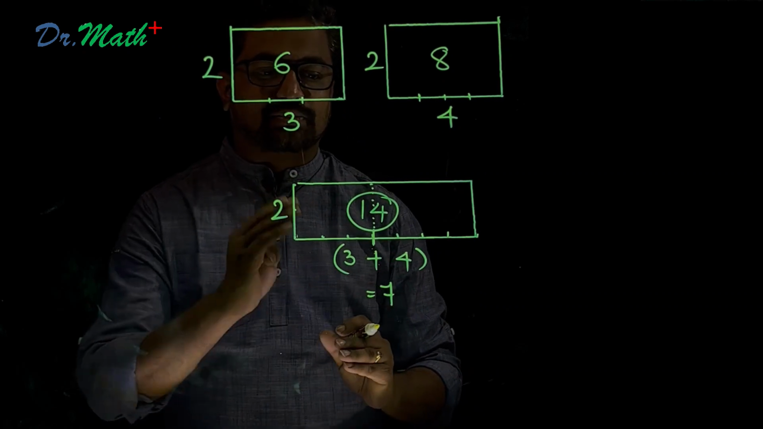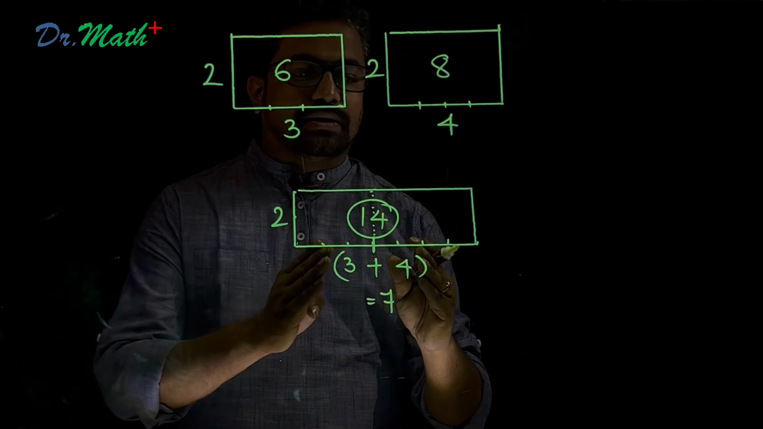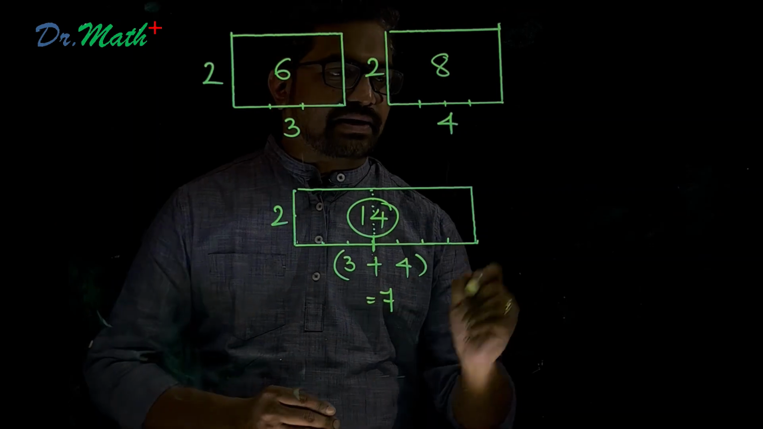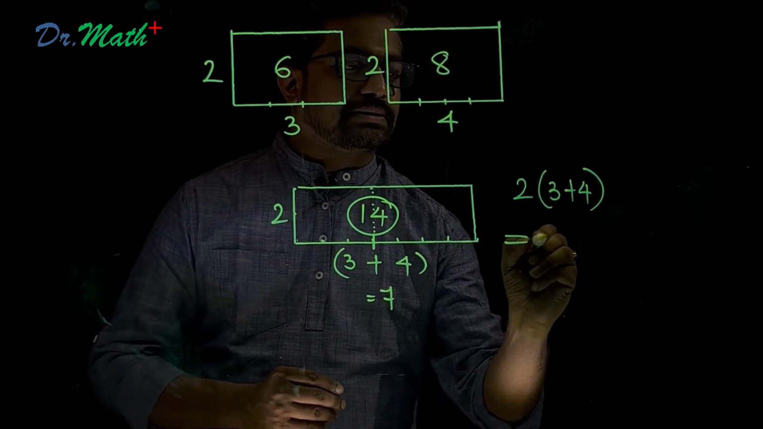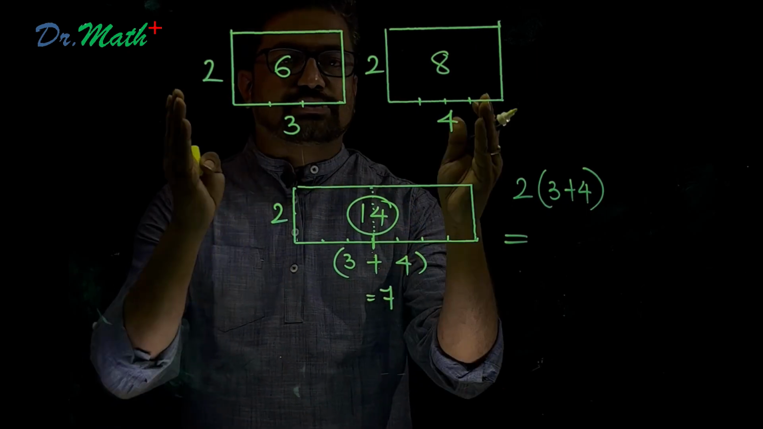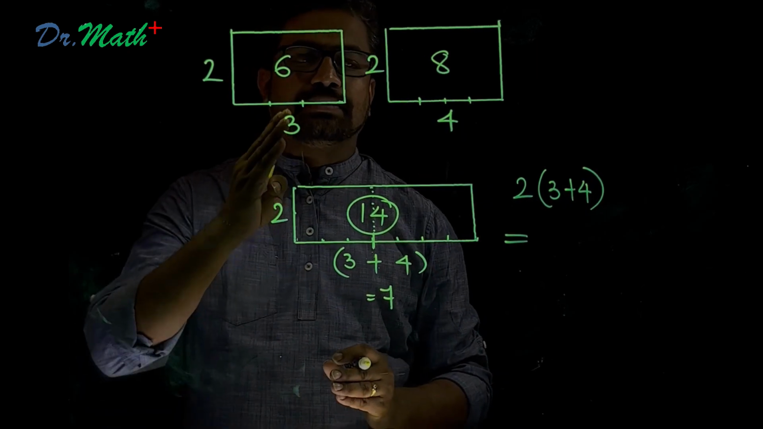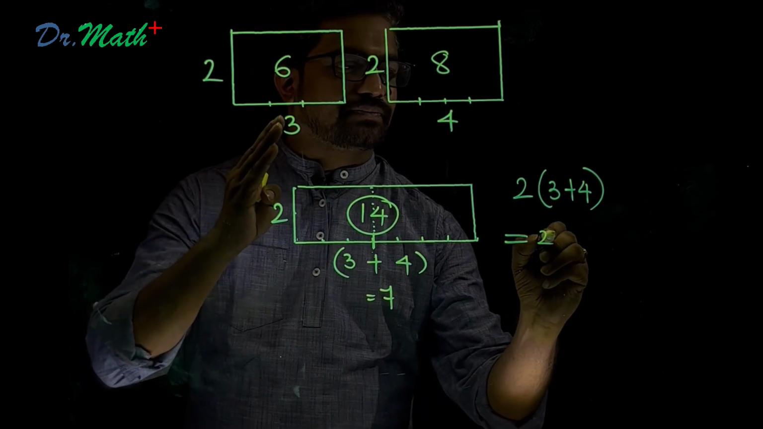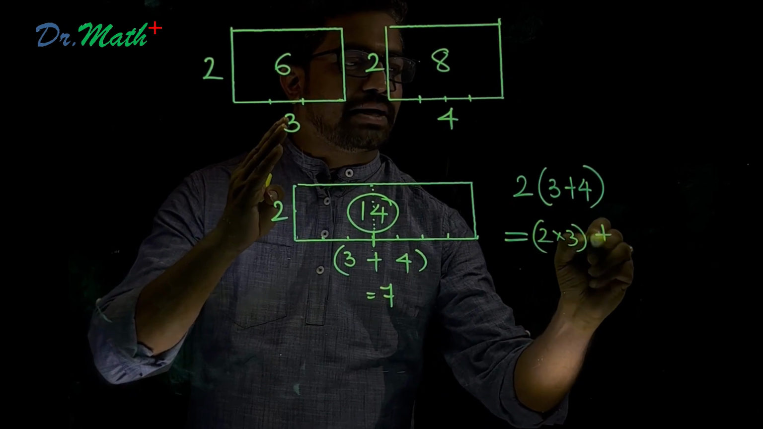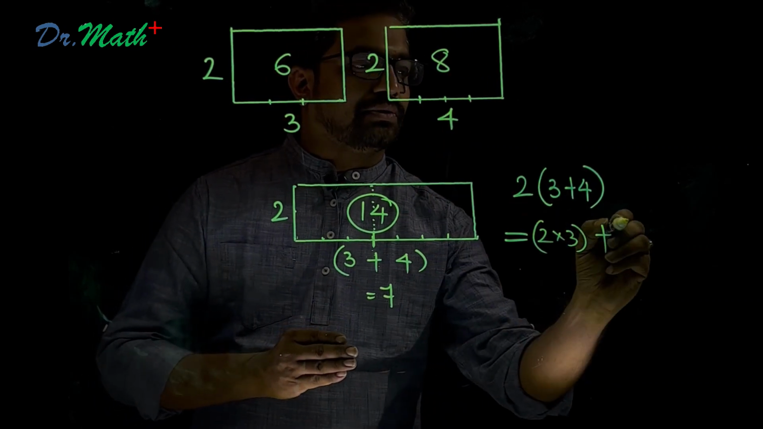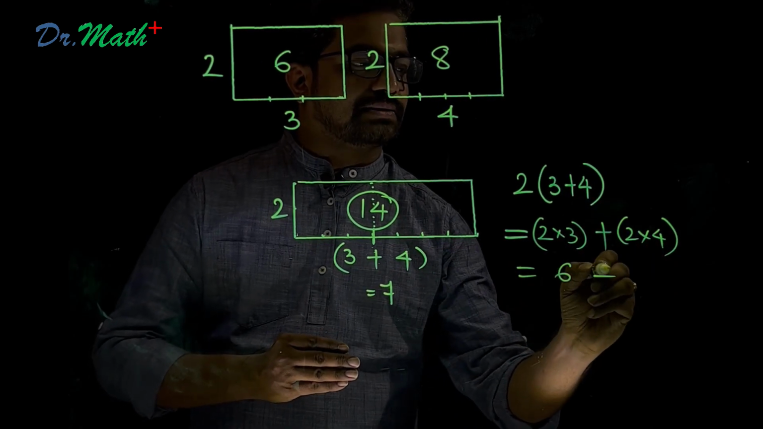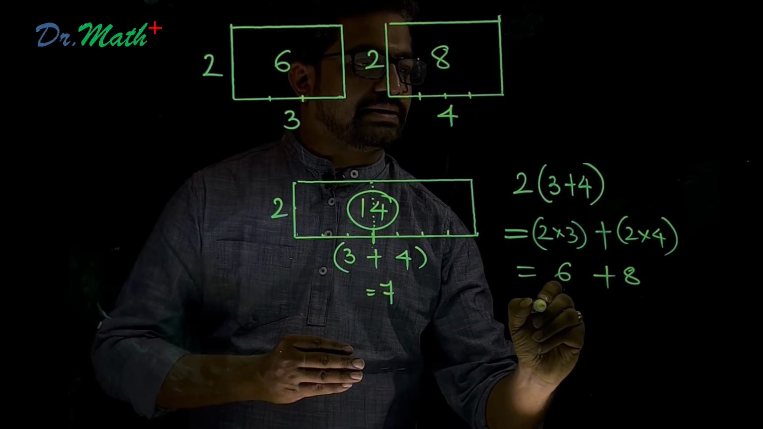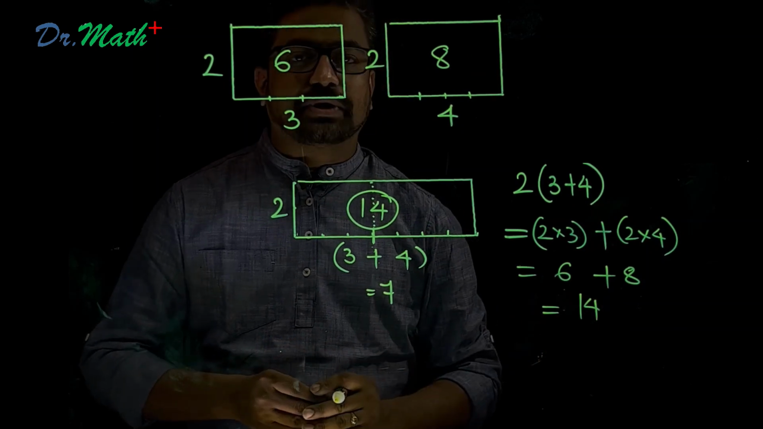So let me write it in this way. Length into breadth, the area of this rectangle, that is 2 times (3 plus 4), is the same as the sum of the areas of these two rectangles, that is 2 into 3 plus 2 into 4. But what is 2 into 3? That is 6. What is 2 into 4? That's 8, and the total area is 14.